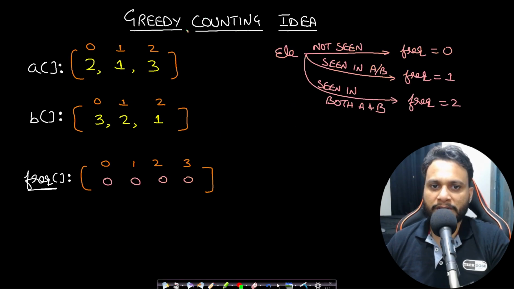So we can use the greedy counting idea. In this particular case, let's take a simple example of A and B where we have 2, 1, 3 and 3, 2, 1.